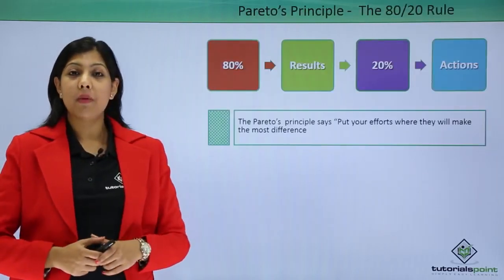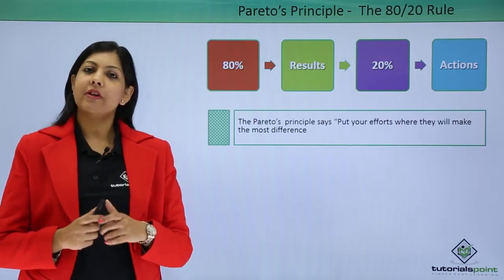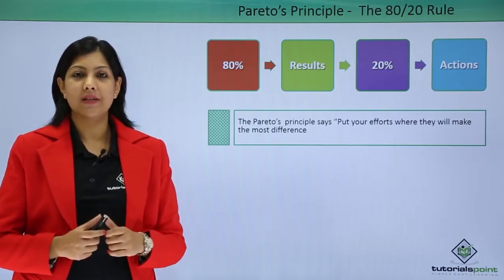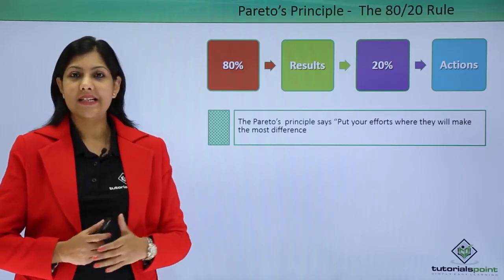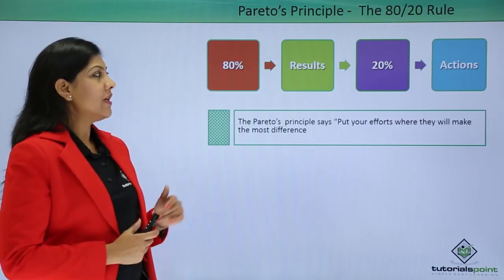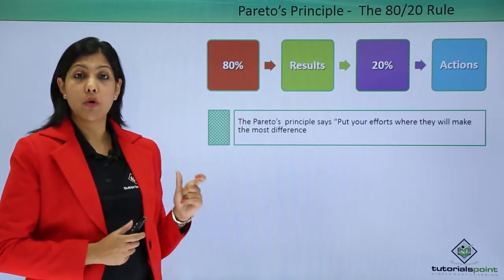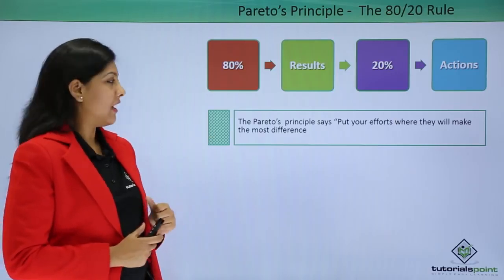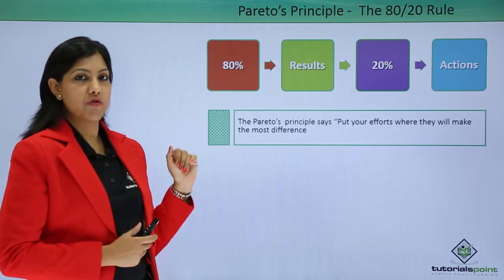We are next going to talk about Pareto's principle, which is the 80/20 rule. Mr. Pareto came up with this particular concept, which is known as the Pareto principle, way back in the 1900s. Well, what he's really trying to say is focus on 20% of your actions, which will reap 80% of the results. The Pareto principle says put your efforts where they will make the most difference.